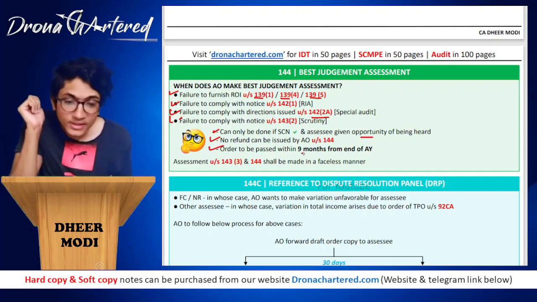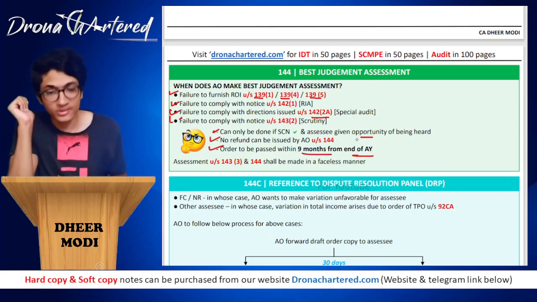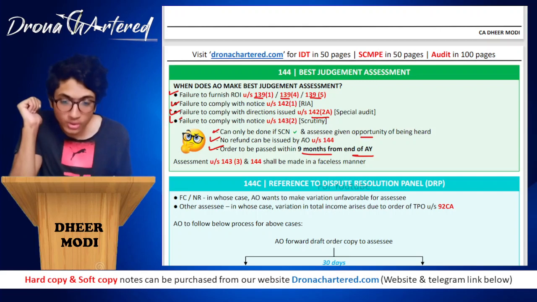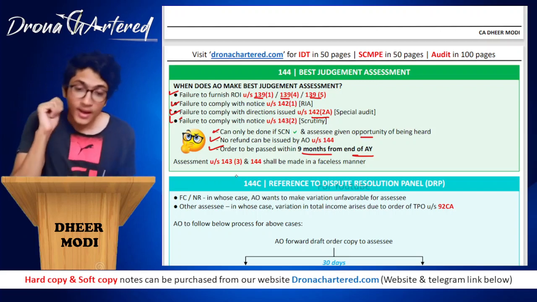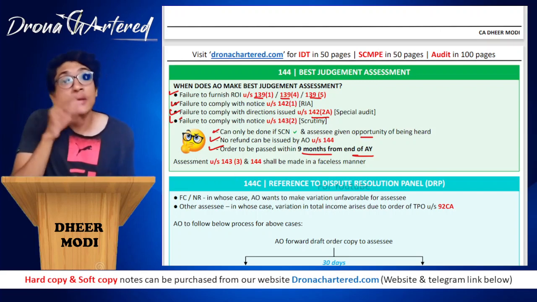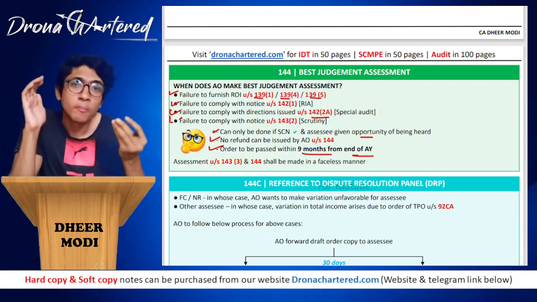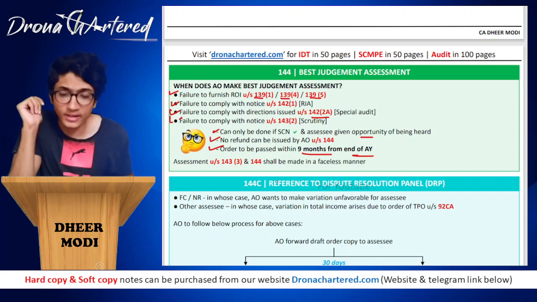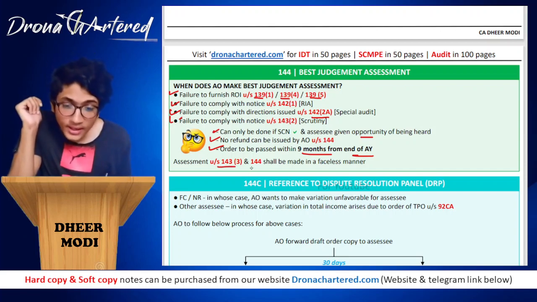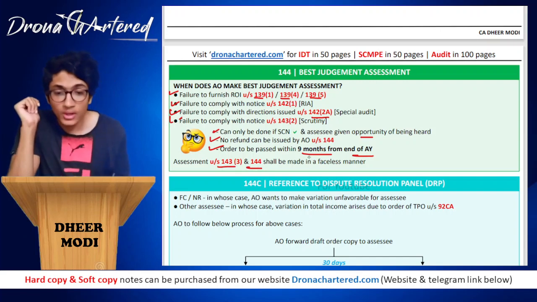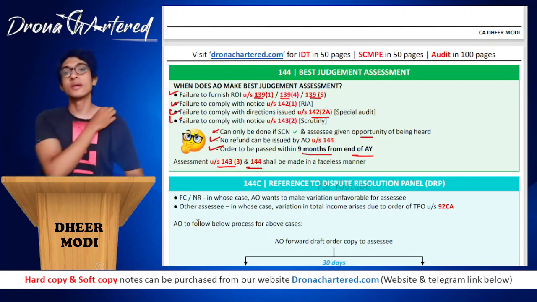Order to be passed within 9 months from the end of the assessment year. So over here also it is 9 months. I will give you a small trick. If during the exam you do not remember where is what, 9, possibly you will get it correct. Assessment under section 143 3 and 144 shall be made in a faceless manner.